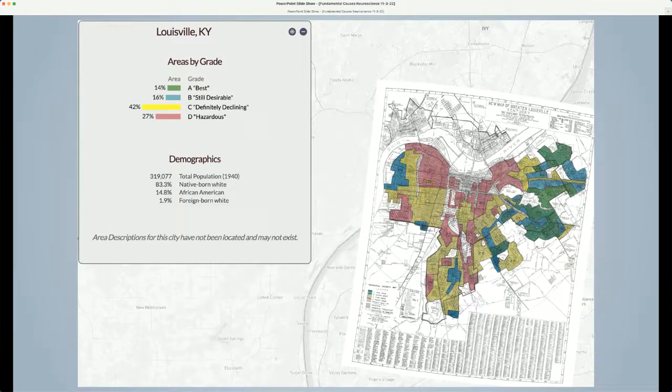Today, 45% of Louisville residents live in extreme segregation, according to the federally funded report, Making Louisville Home for Us All. 48% of white Louisville residents live in neighborhoods that are 95% or more white. 40% of African Americans live in areas that are 80% or more black.